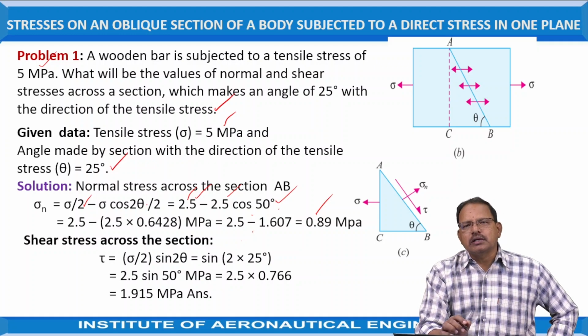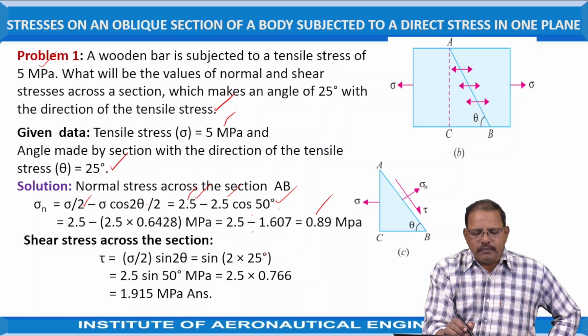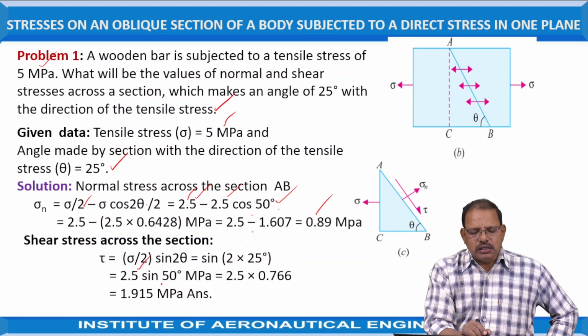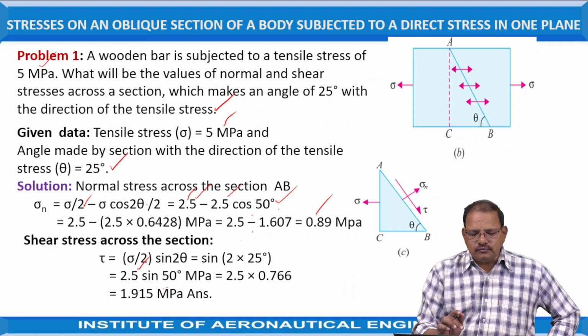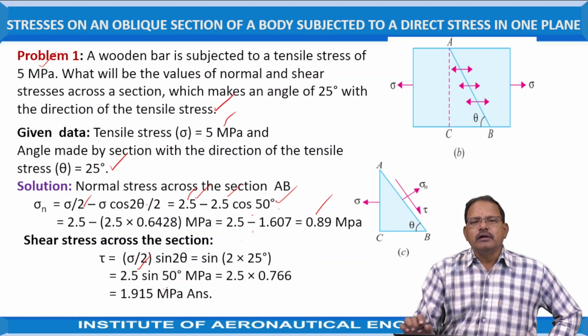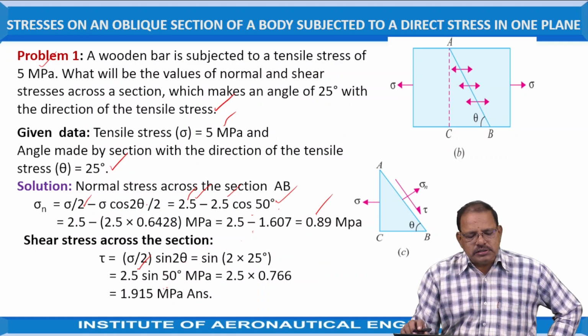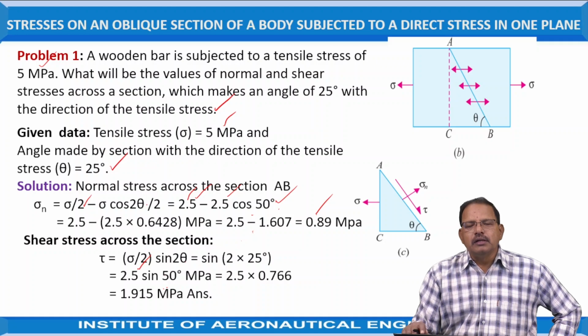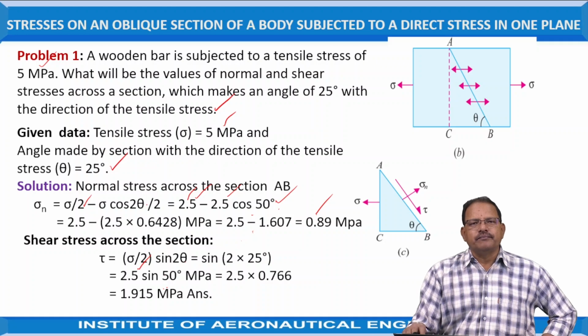Similarly, the shear stress across the section is tau equal to sigma by 2 into sin 2 theta. Here sigma by 2 is 2.5 and sin 2 theta is sin 50 degrees, so it is 2.5 into sin 50, which is 0.766, which equals 1.915 megapascal. This is the shear stress that is acting on an oblique plane, which is making an angle of 25 degrees with the direct stress.